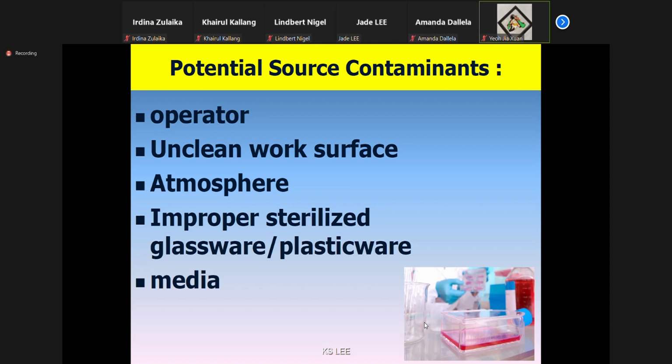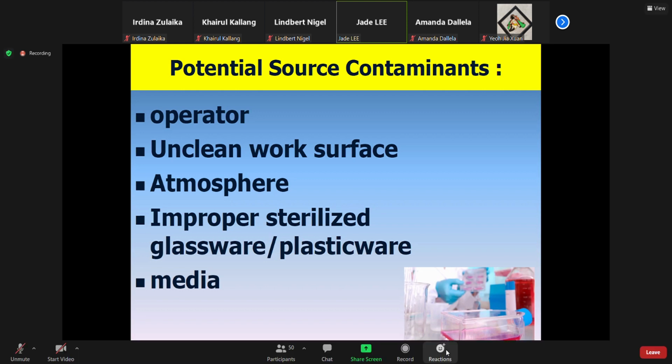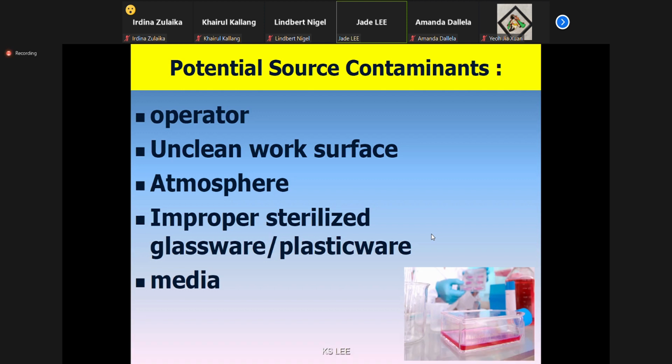So actually our lab has no ceiling. So can you imagine all the dust will be trapped in the air, and they may drop down right into your media. So this is the environment. So that's why you need to make sure that the pressure is correct, and then you need to filter it with the HEPA filter to make sure that the air in the tissue culture room is clean.